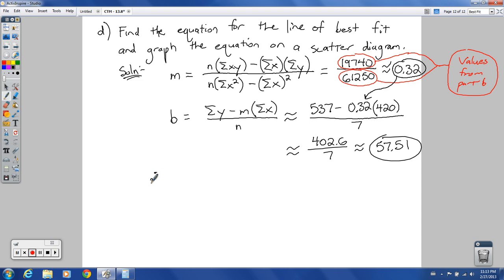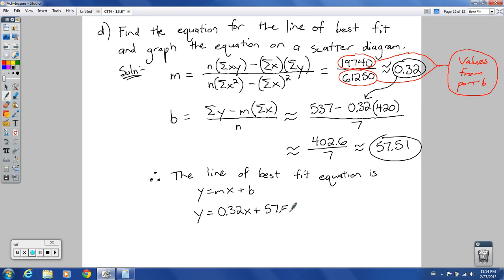So I can say therefore the line of best fit's equation is, you're going to take your y equals mx plus b, replace m and b with what we calculated them to be, and so this would be y equals 0.32x plus 57.51. And now we still need to graph this, but I'm not going to draw a whole new graph.